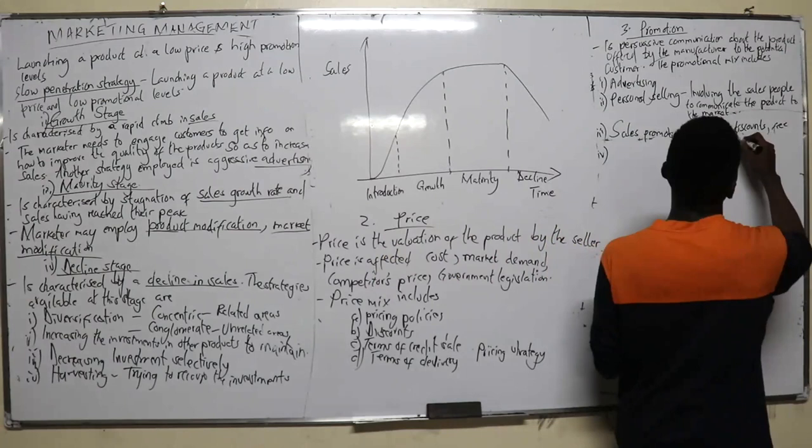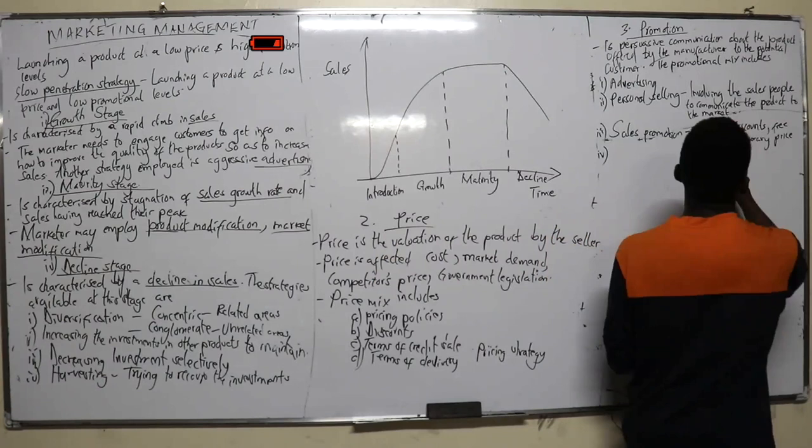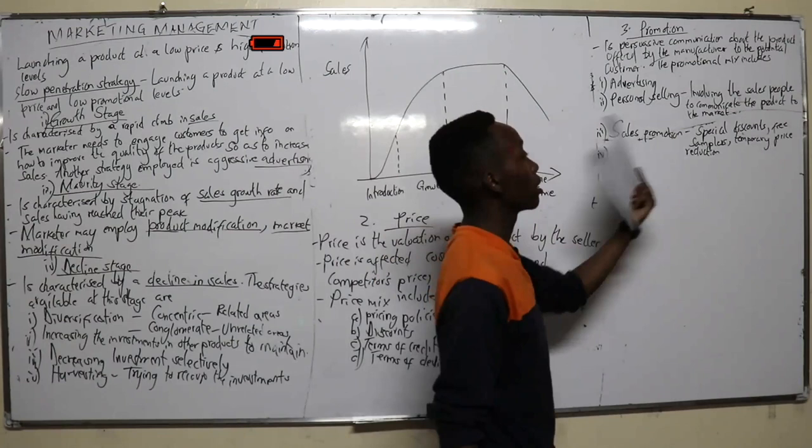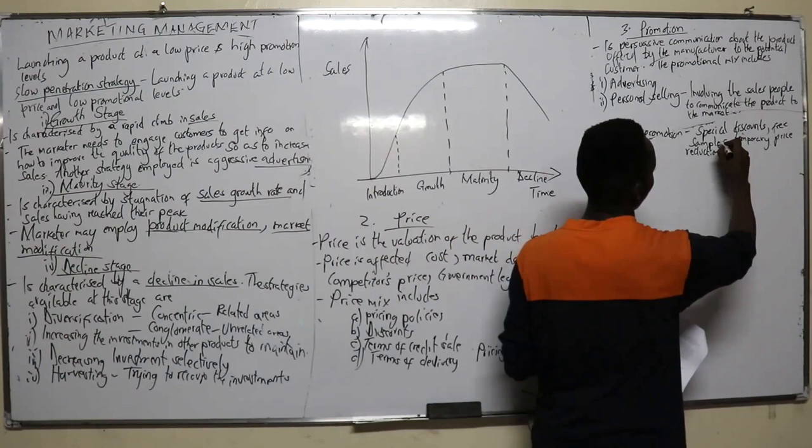temporary price reduction. Like what Jumia is doing, you have a Black Friday where you reduce the prices for a certain period of time, and then you take the prices back to where they were. So, temporary price reductions.